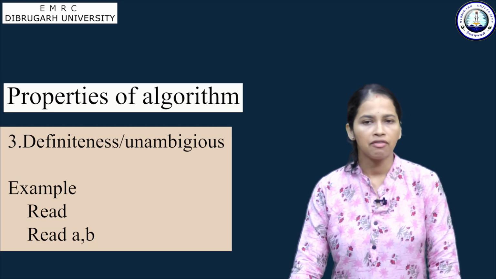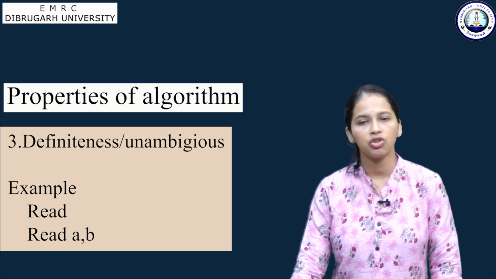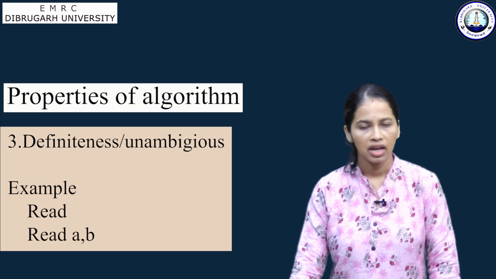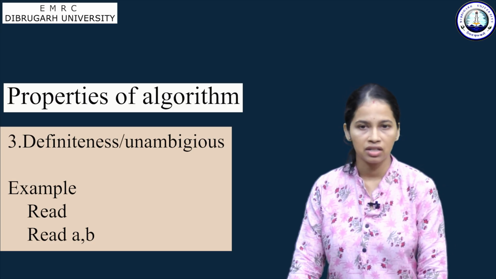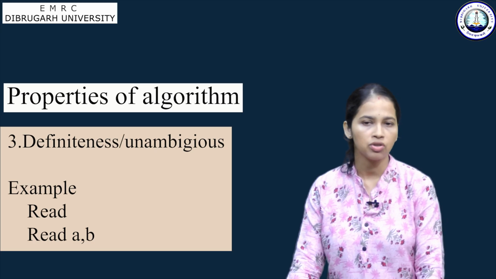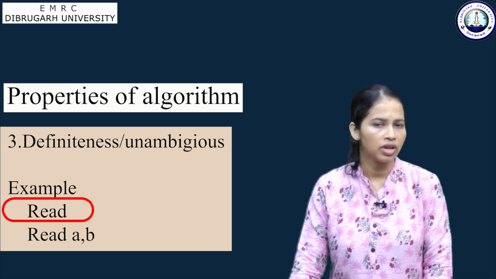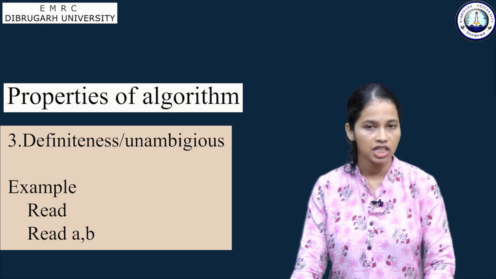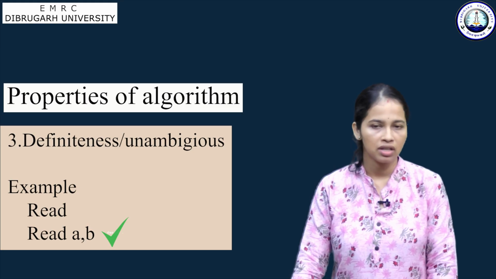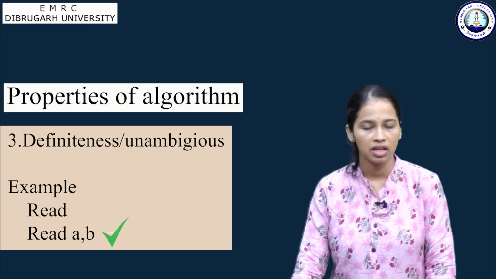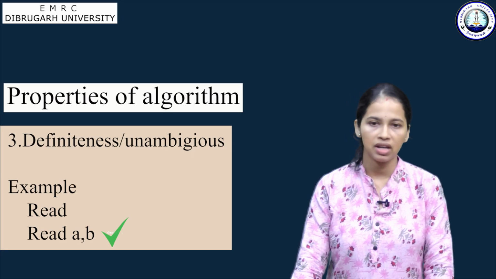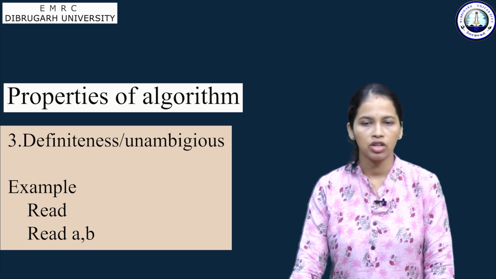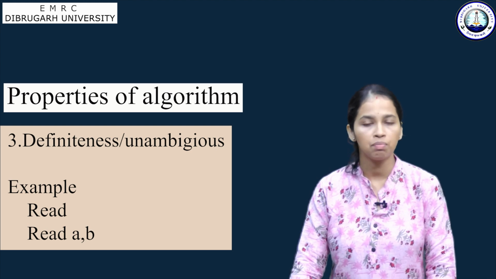So, every instruction that you incorporate in your algorithm should have a very clear meaning, without any ambiguity. Take this particular example: suppose in an algorithm I write read. What do we have to read? This particular statement has an ambiguous meaning. If I specify here read a comma b, then it will have a very clear meaning that we have to read the values of the variables a and b. So, every instruction or rule that you are going to use in your algorithm should have a very precise meaning.